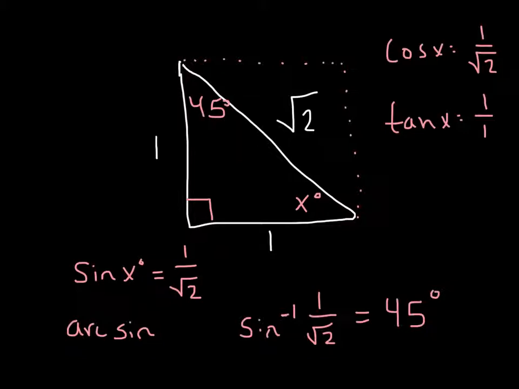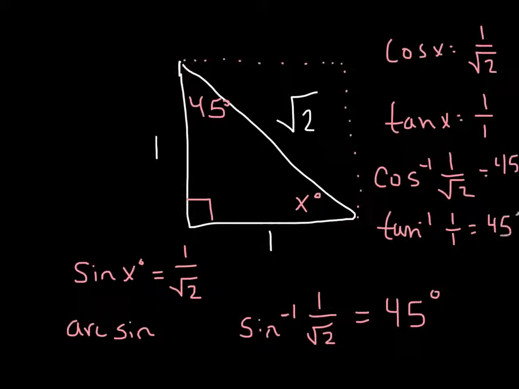And again, I could say, okay, well, what is the inverse cosine of 1 over the square root of 2? What is the inverse tangent of 1 over 1? And it's going to pop out the angle. The calculator's automatically going to tell me 45 degrees. We're going to look at this more in class, but let's apply this knowledge now to solve for the missing angle in that first problem we saw.